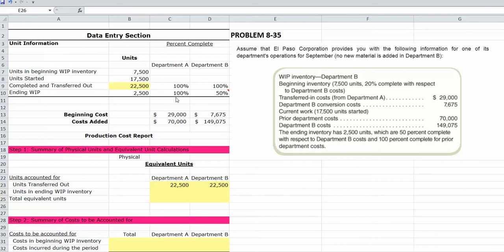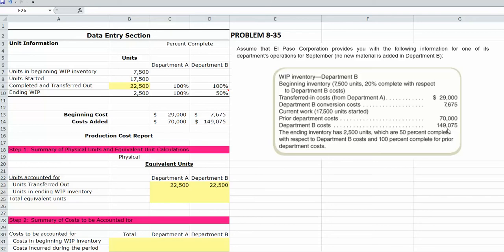The costs to account for. Our beginning work in process had 29,000 in cost transferred from Department A and 7,675 from Department B. The cost that we added, we transferred in 70,000 in cost from Department A, and in Department B we incurred 149,000 in costs.